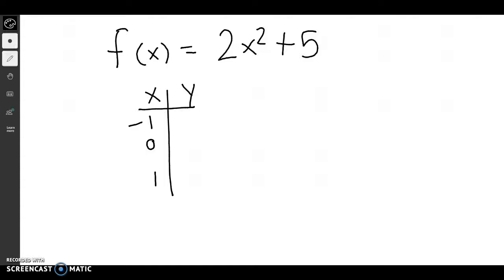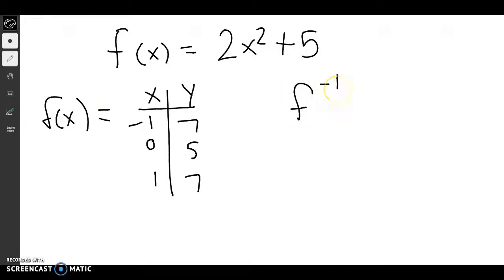So if you plug negative 1 in, negative 1 squared is positive 1. Positive 1 times 2 is 2. 2 plus 5 is 7. Plug in 0. 2 times 0 is 0, plus 5 is 5. And then at 1, 1 squared is 1, times 2 is 2, 2 plus 5 is 7. So this was my original function. This is what we called f of x. Now I'm going to find f inverse.